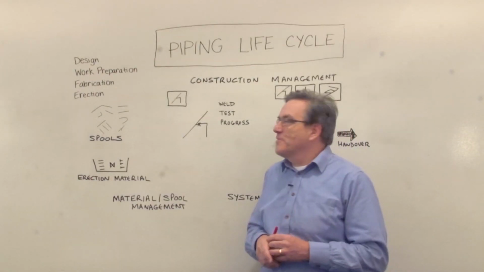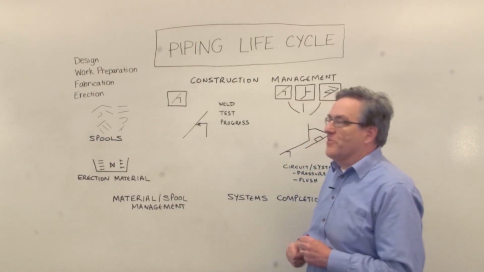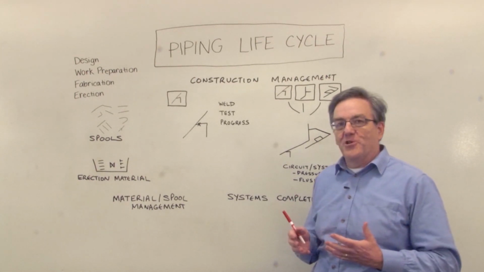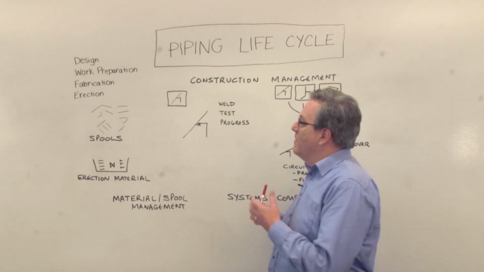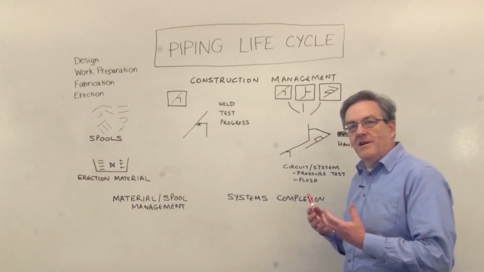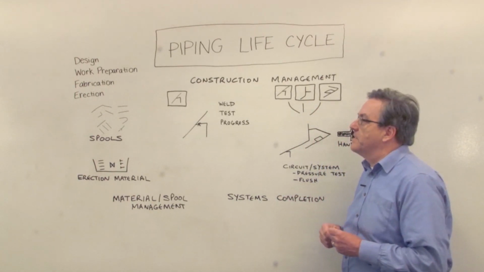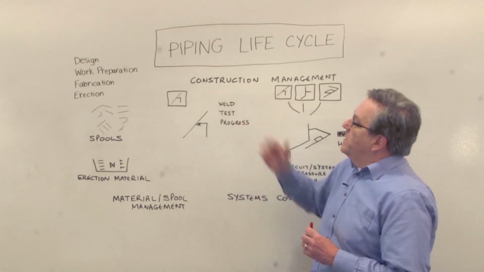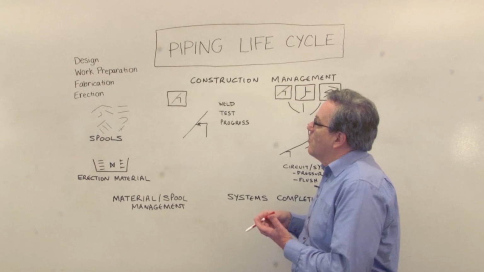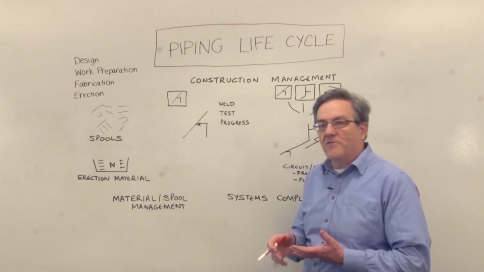This is the fourth of a series of short talks I've been giving about the piping life cycle. What this refers to is the transitioning of piping data from a 3D model into a physical and operating plant. We've already covered the stages of what happens in design, work preparation, and fabrication.